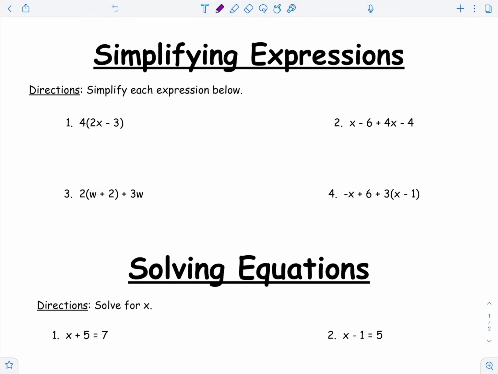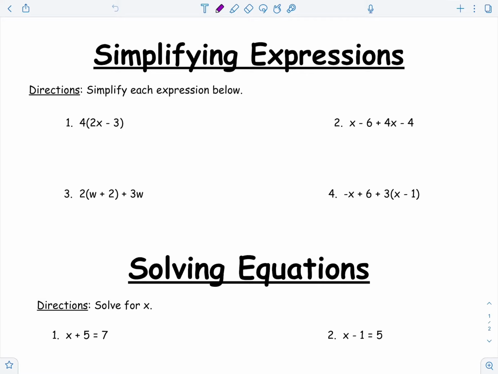All right, before we begin, I want you to take a few minutes to work on 1 through 4 and see if you can simplify each of these expressions. Now that you've had a couple of minutes, hopefully you paused the video, we're going to go through each of these problems, 1 through 4.